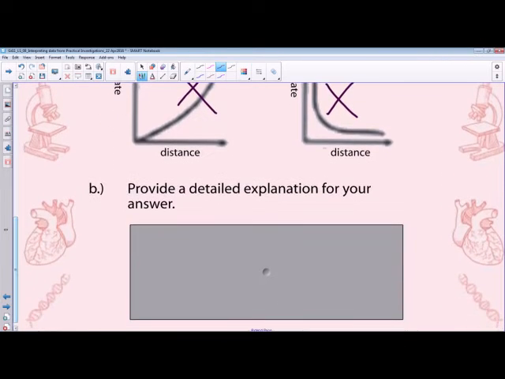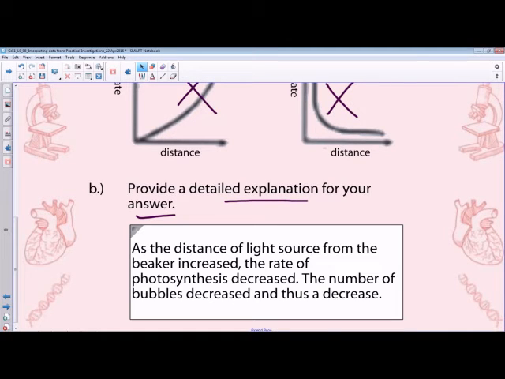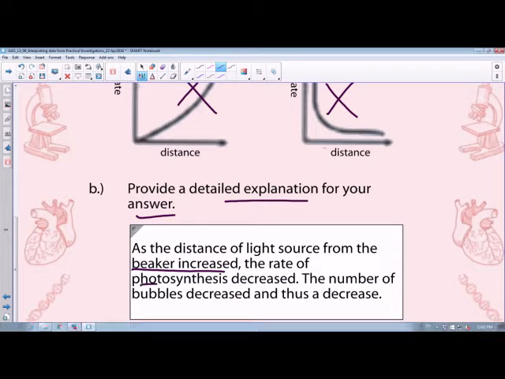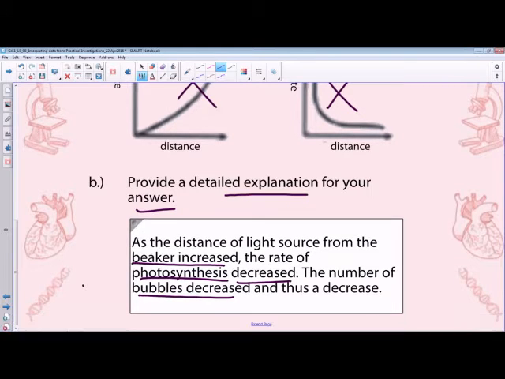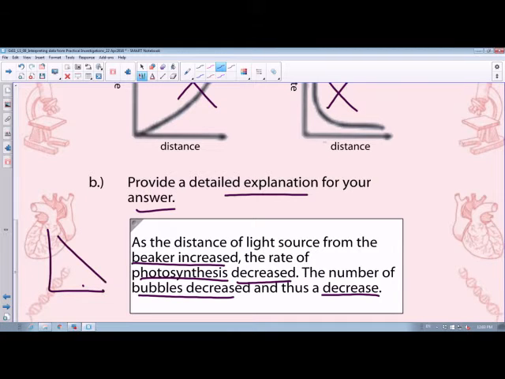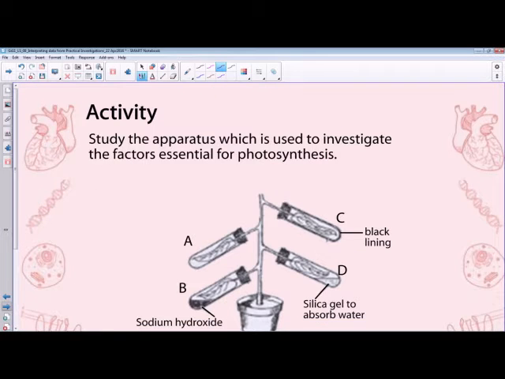B, provide a detailed explanation for the above answer. As I discussed, we said that as the distance from the light source increased, the rate of photosynthesis decreased, the number of bubbles decreased, and hence we see that relationship illustrating this decrease in the rate of photosynthesis. Let's move to the next activity.